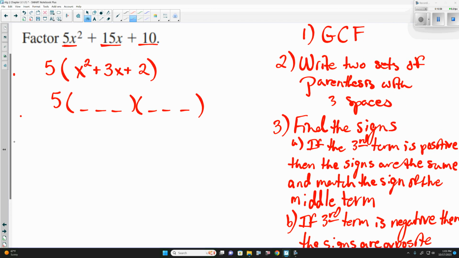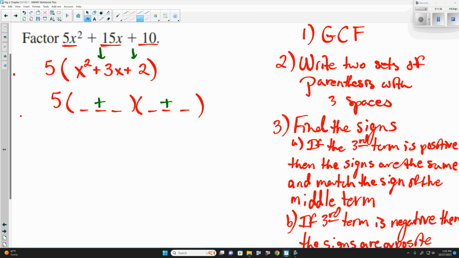So, let's look at this here. What is the sign of the third term? Positive. If the sign of the third term is positive, then the signs are the same and they match the sign of the middle term. So since the third term is positive, the signs that go in these two parentheses are going to be the same, and they're going to be the same as the middle term, in which case it is plus. So we would have plus and plus.